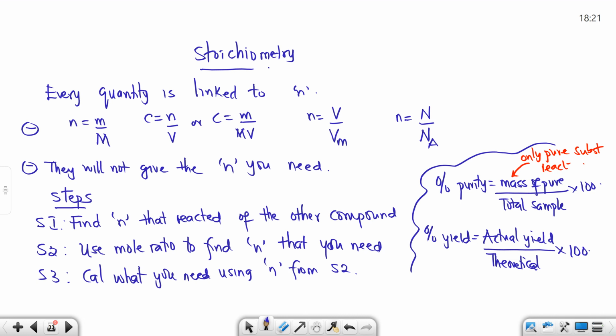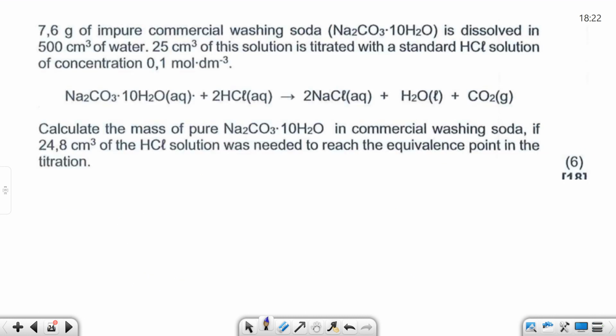All right. Now let's go. So we're going to use this as our guide. I'm sure you've taken a picture. We're going to use this as our guide when it comes to stoichiometry. Check this. 7.5 grams of impure. Once you see that, it's percentage purity. Of commercial washing soda, which has water of crystallization, that 10H2O.